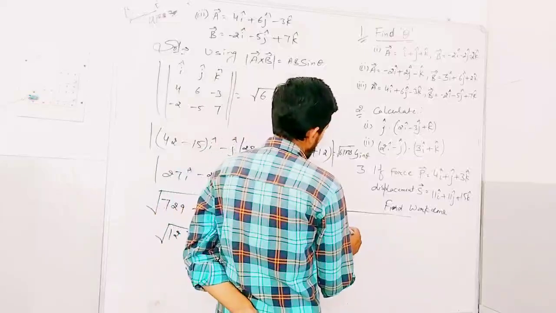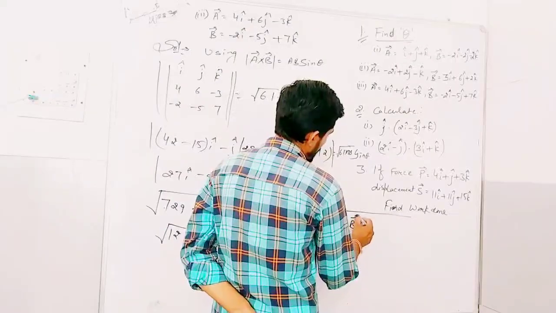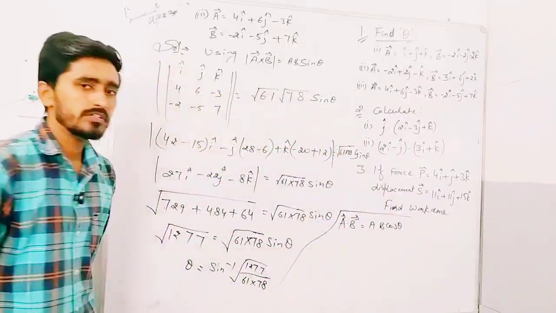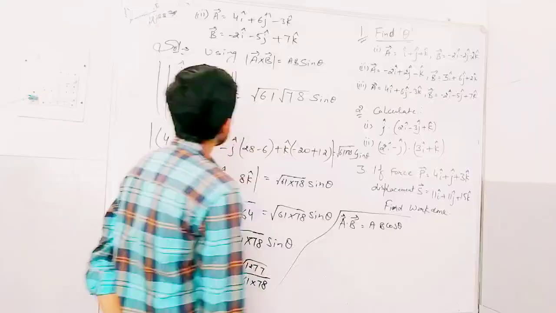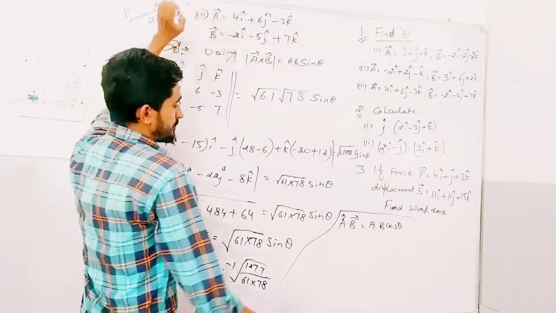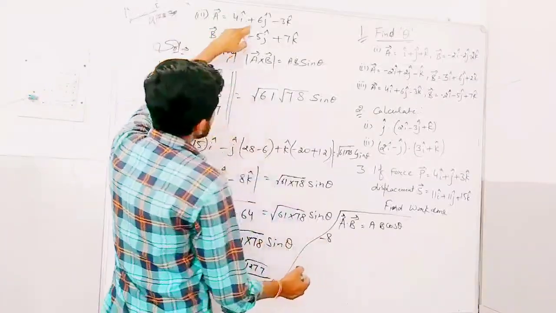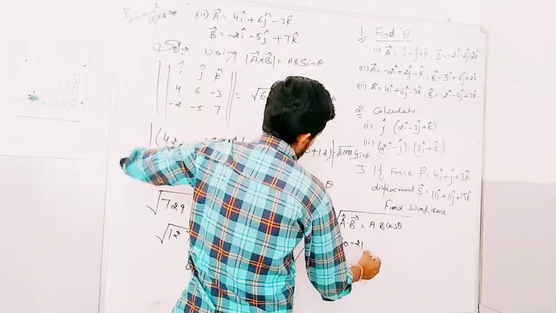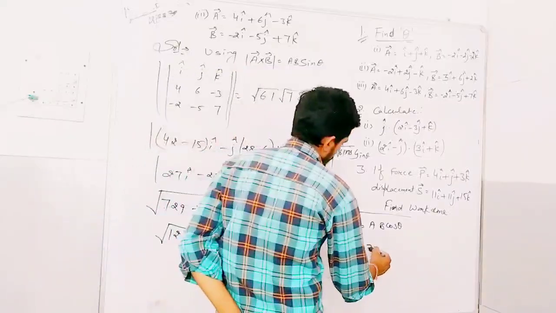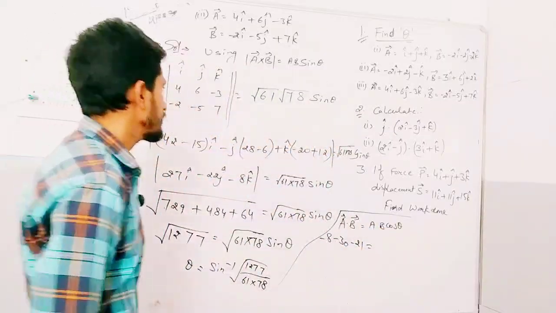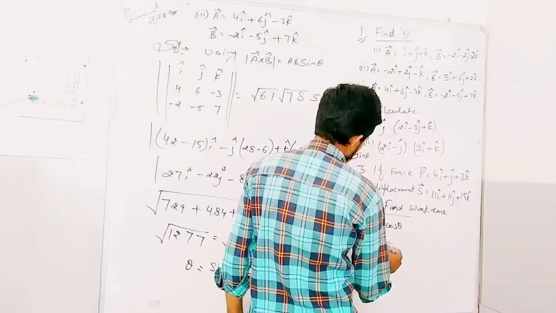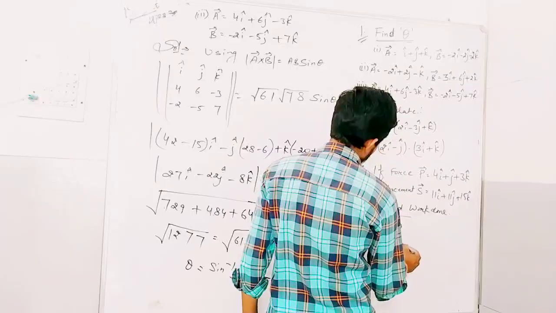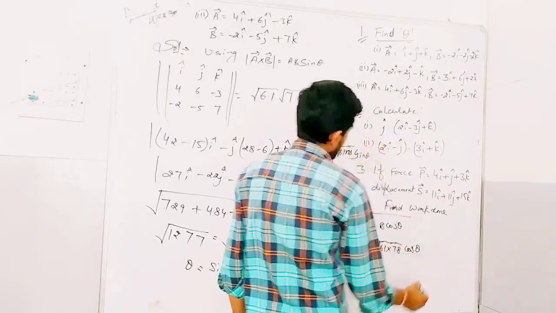Cos theta is the dot product A dot B. What does A dot B give? A dot B is AB cos theta. A dot B gives 8 minus 8, this is minus 30, this is minus 21. And here we have the magnitude, which is under root 61 into 78, and this is cos theta.